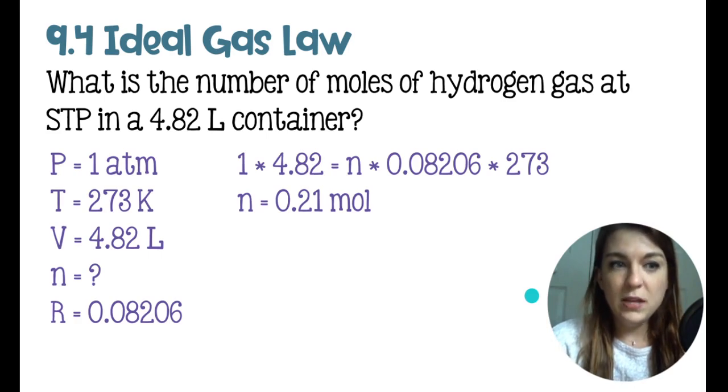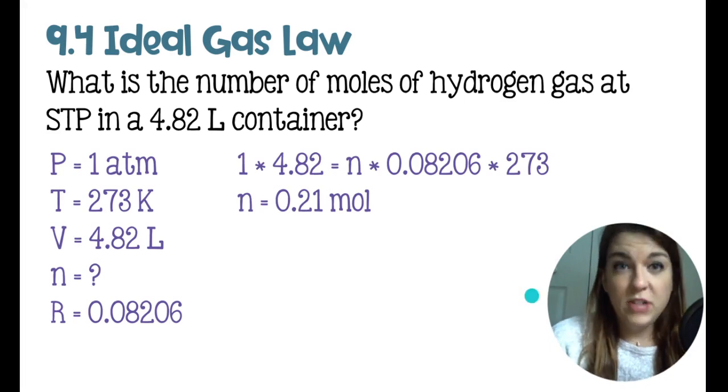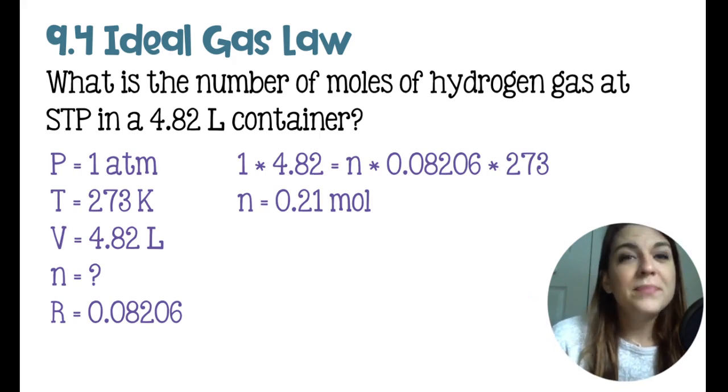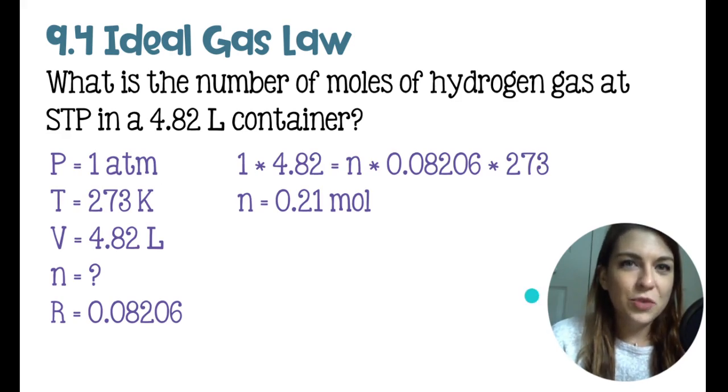Remember the ideal gas law, PV equals nRT. So P is pressure, V is volume, that must be atmospheres and liters. N is for number of moles, which is what we are solving for. R is the ideal gas constant, which will come in at 0.08206 liter atmospheres per mole Kelvin. And then finally, the temperature for standard temperature must be the 273 in Kelvin.